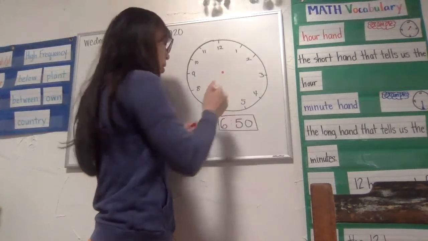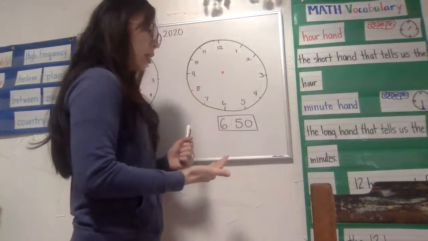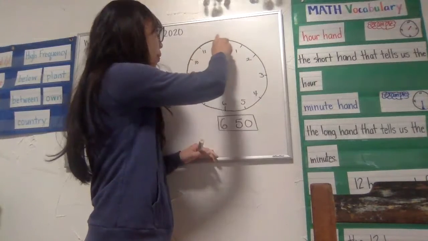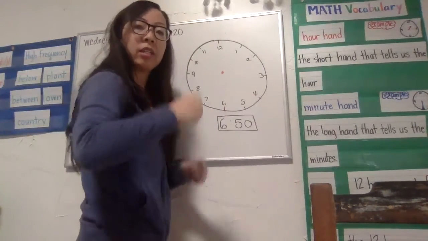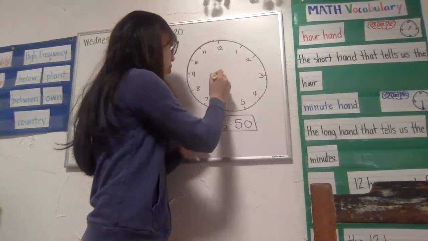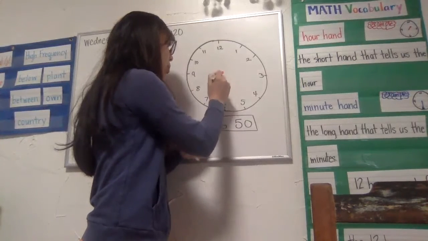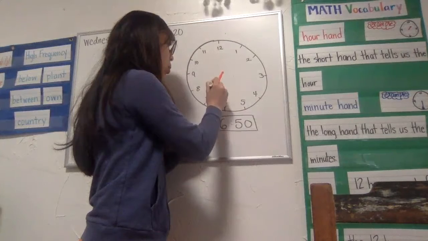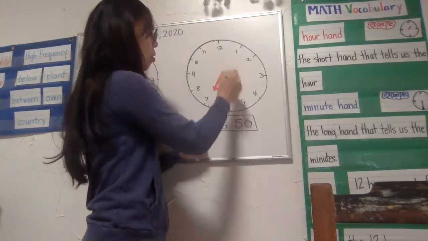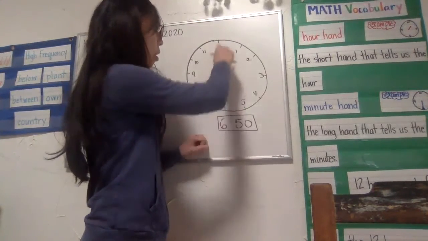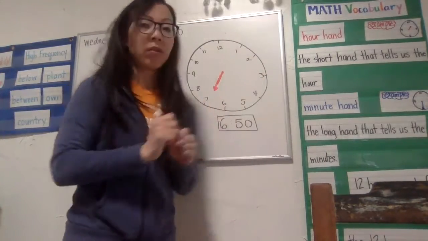Now, scholars, when we're thinking about the minutes, 50 minutes is almost a whole other hour. So our hour hand isn't going to point closer to the 6, it's actually going to point closer to the 7. It's going to point almost all the way at the 7 because we've almost made it to a new hour. But it's still showing us the hour of 6 o'clock. It's just almost 7 o'clock.